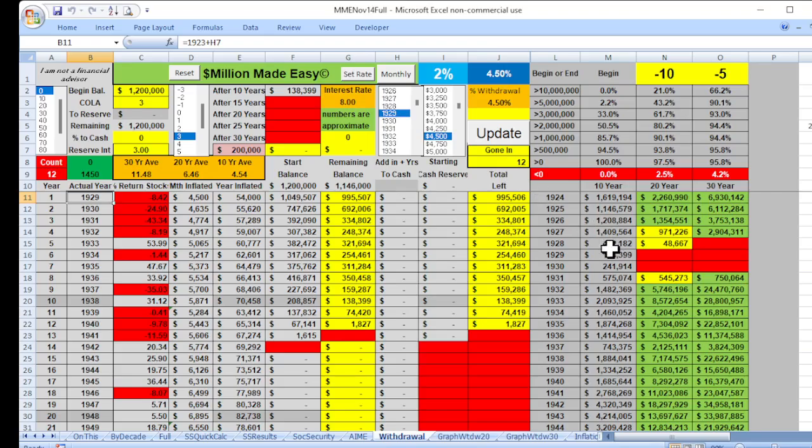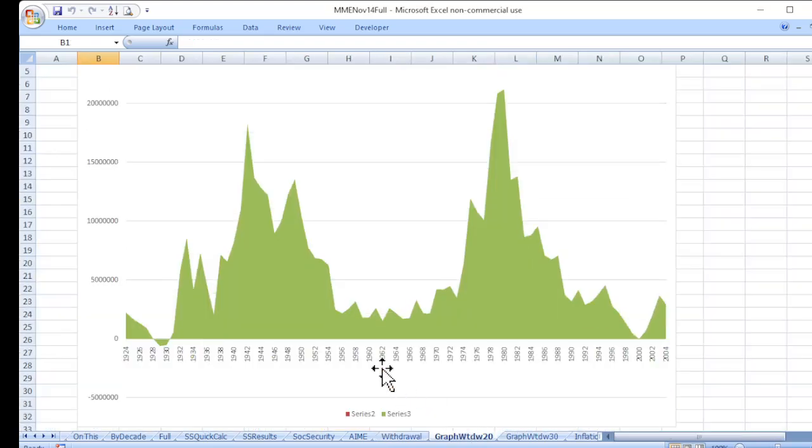How safe is it to raise this percentage a little bit? Again, we've got this 2% situation over a 20-year period. It looks like 4.2% over a 30-year period. Let's look at the graph here over 20 years. Running out of money in 1928, 29 along in there.